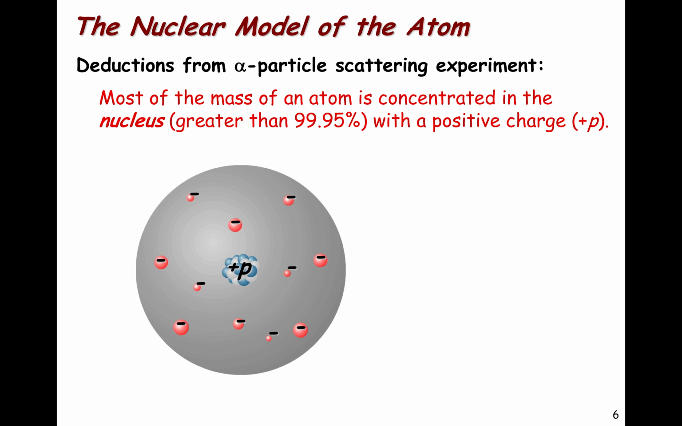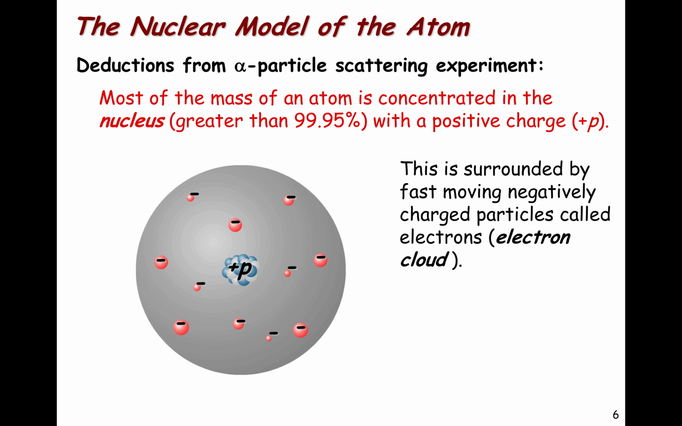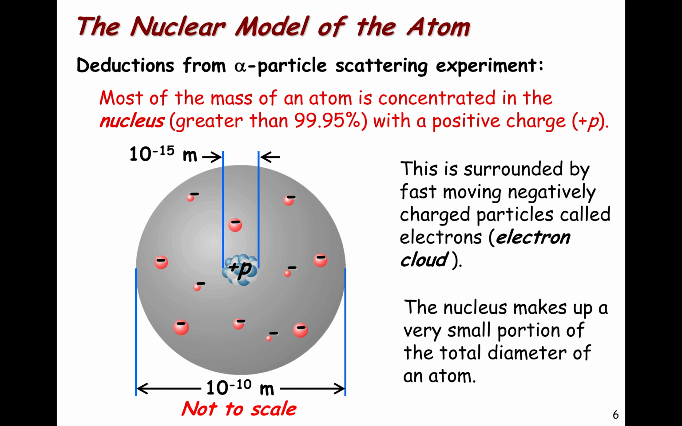And surrounding the nucleus were very, very tiny negatively charged particles, the electrons. And the electrons essentially were so small that they didn't interact effectively with the alpha particles. The electrons were the thing that defined the overall volume of the atom, however.